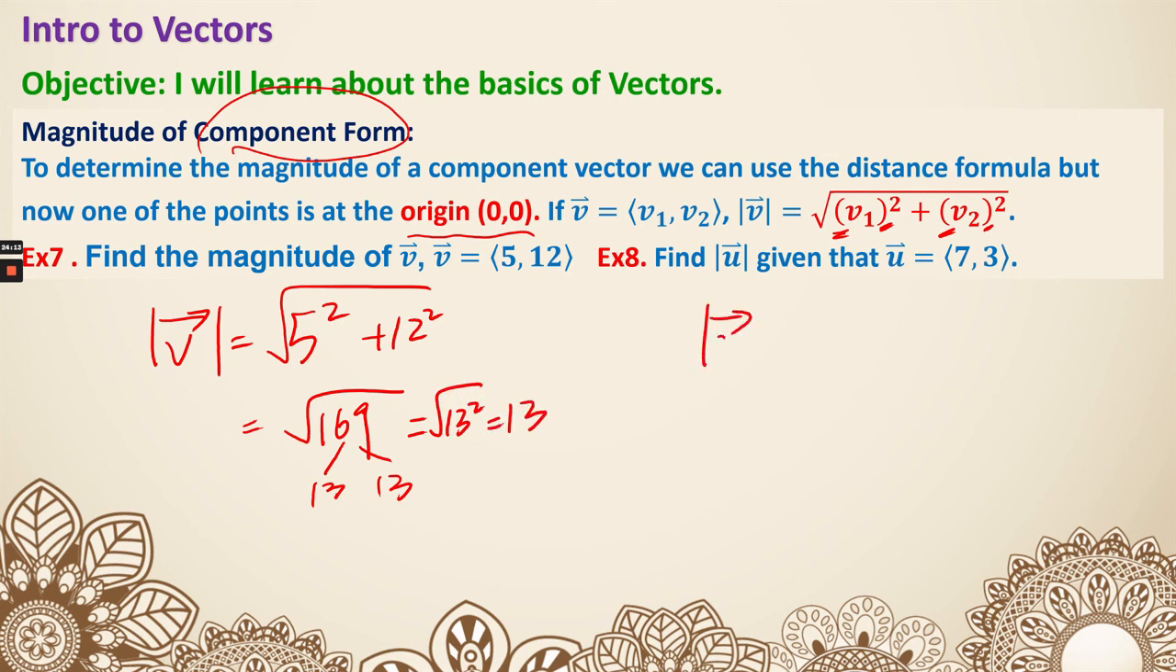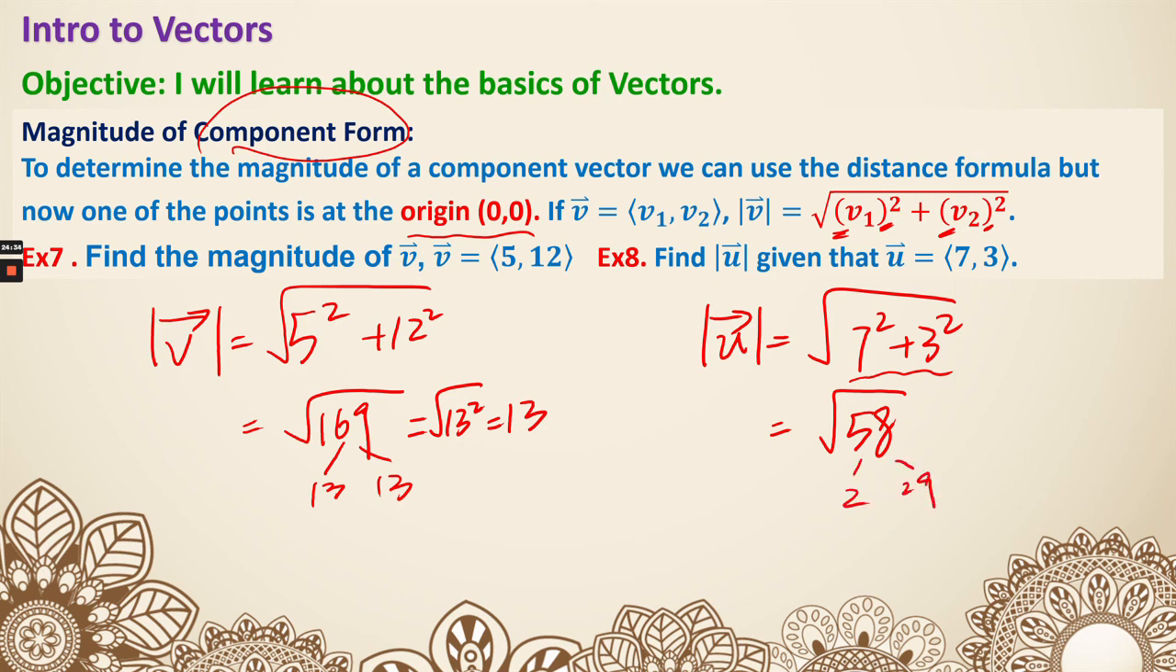Example 8, for vector u, that is going to be square root of 7 squared plus 3 squared. That is going to be 49 plus 9, which is square root of 58. Again, calculate the inside, write it under the radical, see if you can simplify that number. 58 can be broken down into a 2 and a 29. There's nothing we can use to break down 29. So these would be the numbers, which means we can't simplify it. So the square root of 58 would just be the answer.